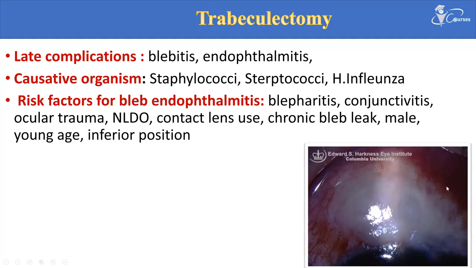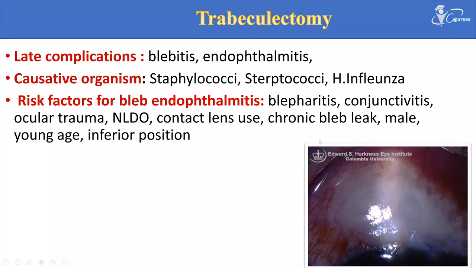In this case, you are diagnosing blebitis after exclusion of endophthalmitis. So this patient should have an ultrasound to guard against endophthalmitis. What will be the risk factors to develop blebitis and endophthalmitis?